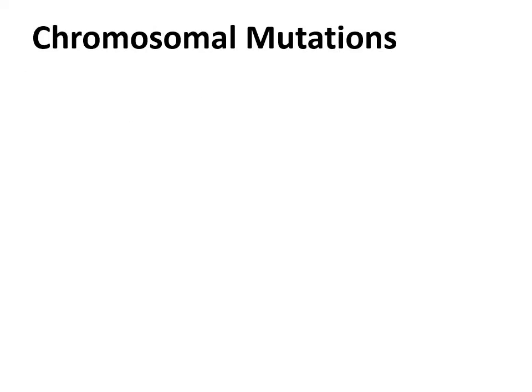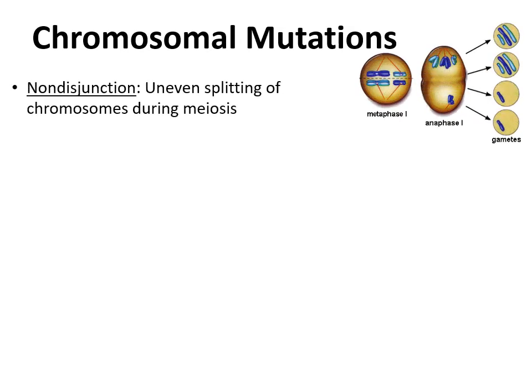Chromosomal mutations are much larger scale, not point mutations, and there are several things that can happen with chromosomes. They're being moved around as the cell is going through mitosis and meiosis, and if this happens not in the normal way, we get what's called a non-disjunction. So there's an uneven splitting of chromosomes during meiosis.